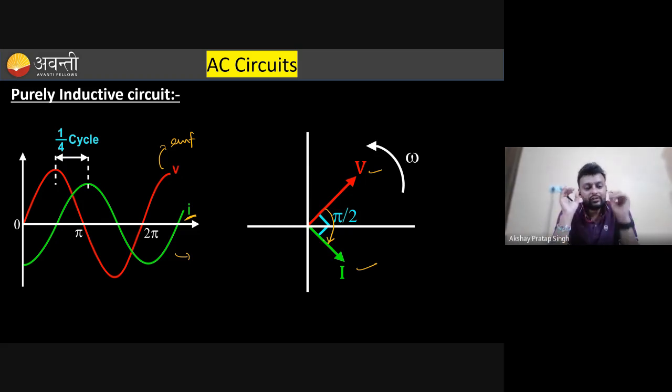Okay. On this note, I am giving you a question. First of all, just answer me, type your answers. In a purely resistive circuit, who leads or who lags? Both are in same phase. You should answer both are in same phase. In a purely inductive circuit, who lags? Quickly. Current lags. Very good.